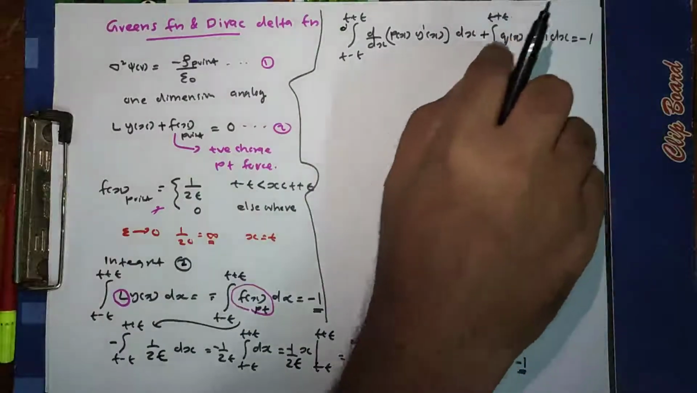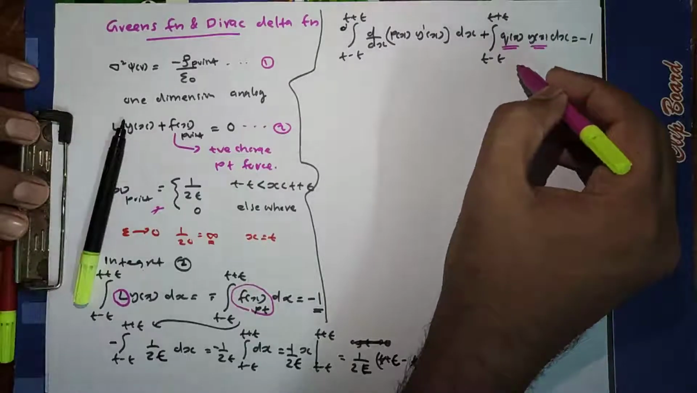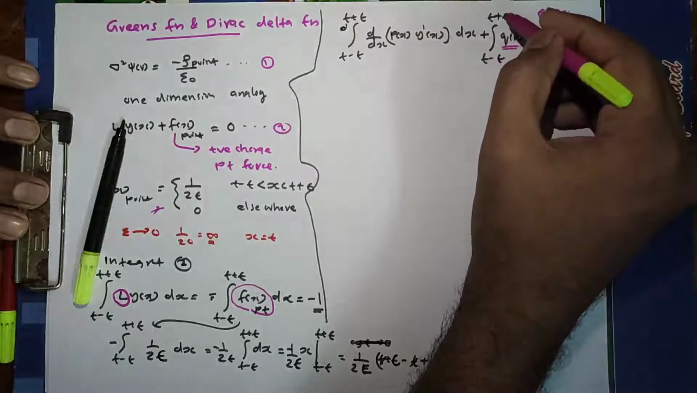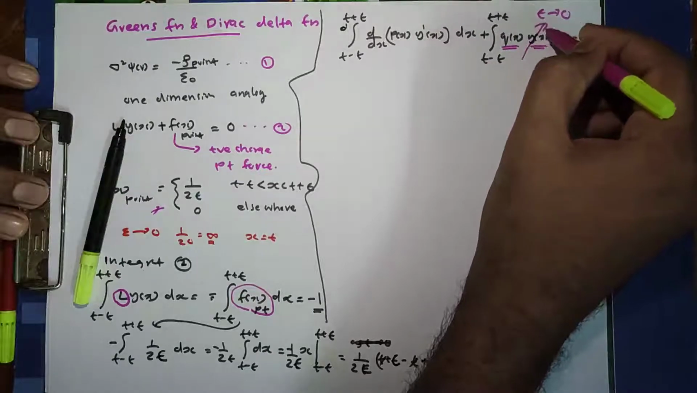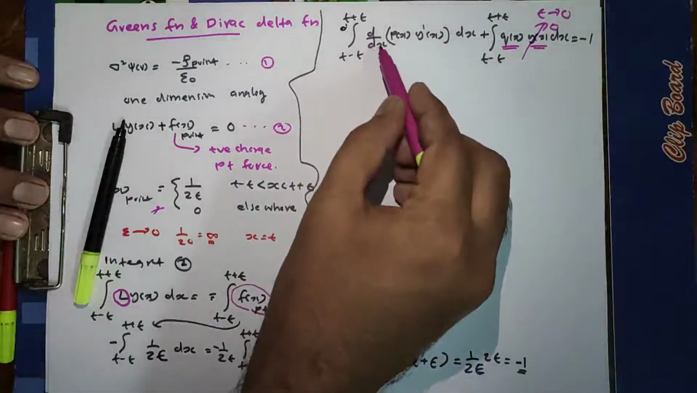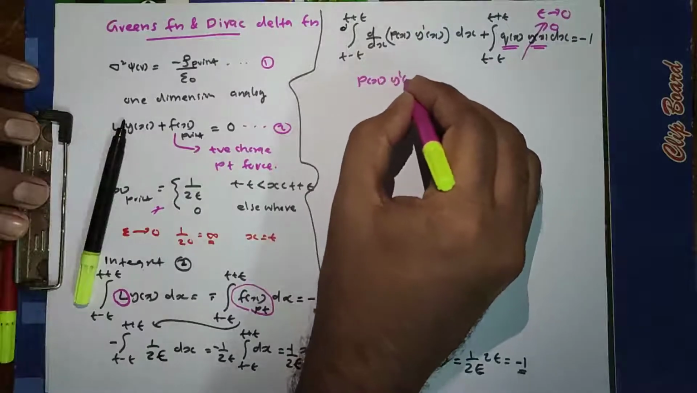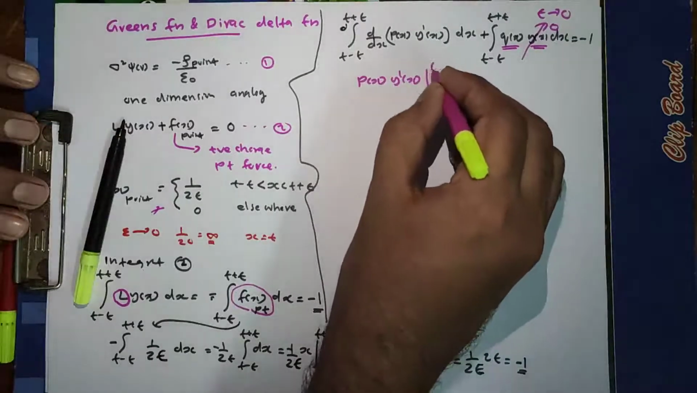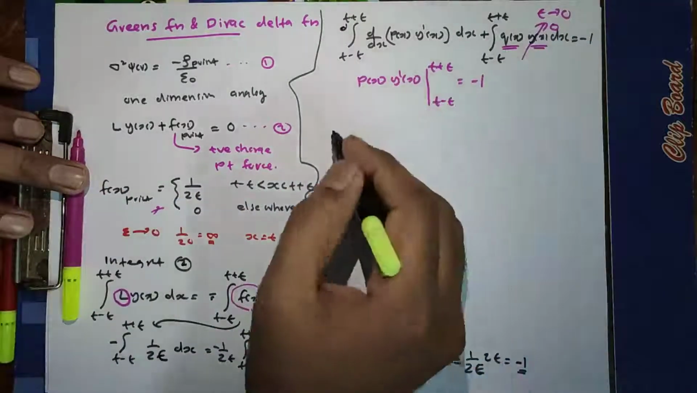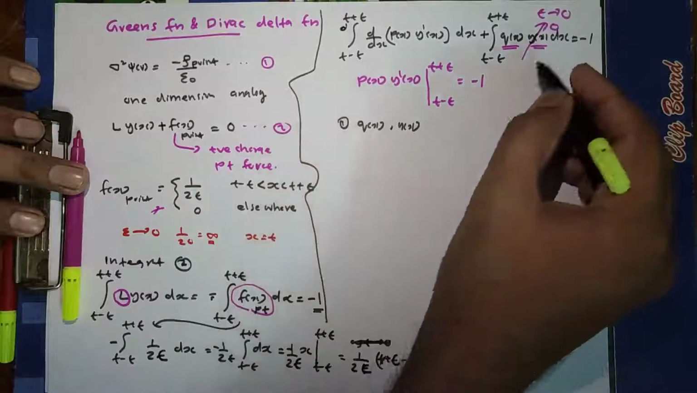Because when we integrate this term, what happens? In this term, q of x and y of x are continuous functions. So as epsilon goes to 0, when you integrate this function between t minus epsilon and t plus epsilon, this term vanishes. So for the first term, integrating d by dx of p of x y prime of x dx, we get p of x y prime of x from t minus epsilon to t plus epsilon is equal to minus 1. Since q of x and y of x are continuous functions of x, the second term vanishes.